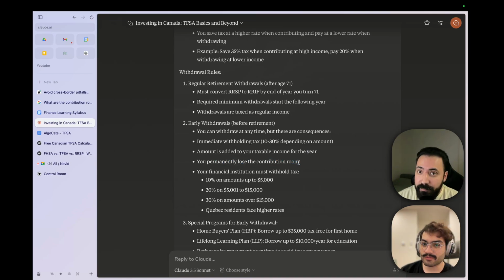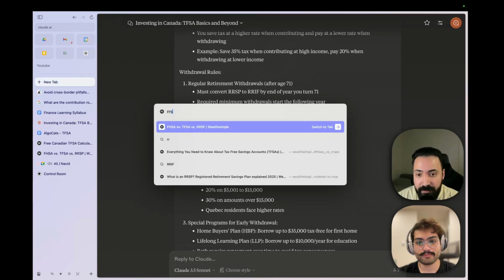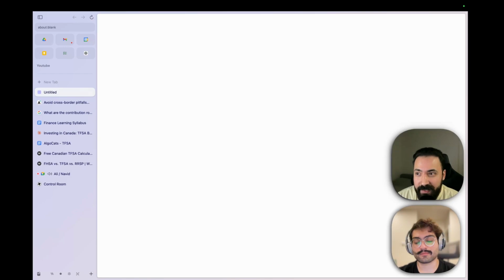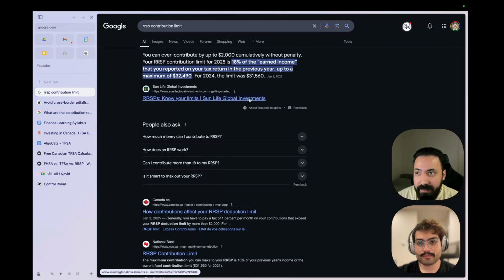There is a contribution room? Wow. Yeah, for RSP as well, you have a contribution room on your notice of assessment when you file your taxes. If you pay attention, there is a number next to your RSP contribution. You cannot over contribute. Okay.